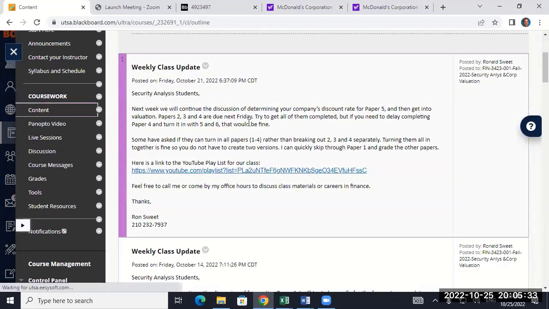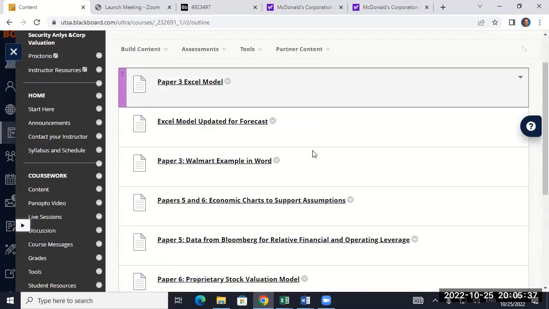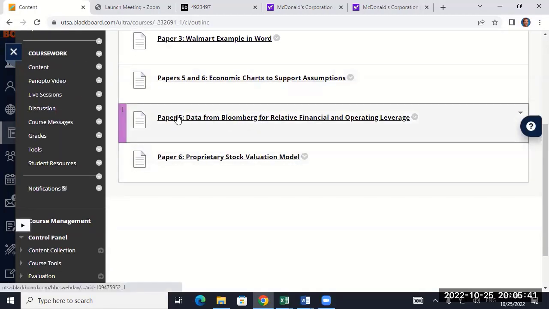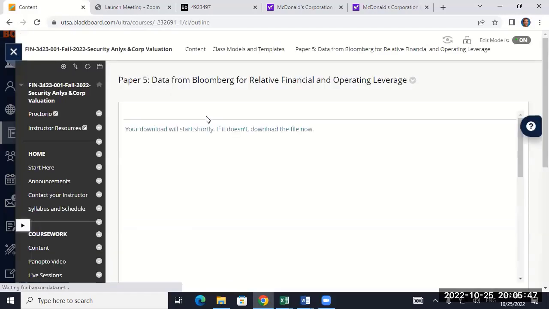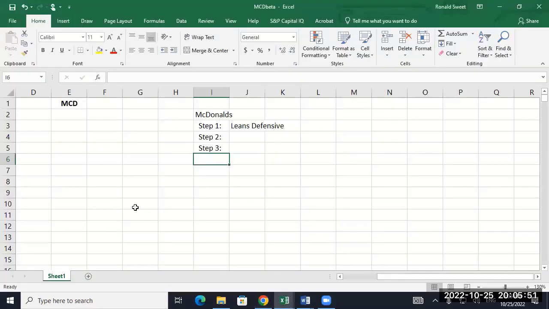So I put it under models and templates. It's this one here for paper 5, data from Bloomberg for relative value, financial and operating leverage. All right, I think I showed y'all that earlier, but let's look at it.